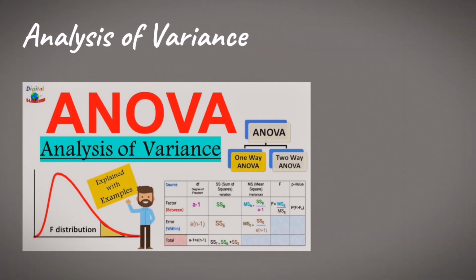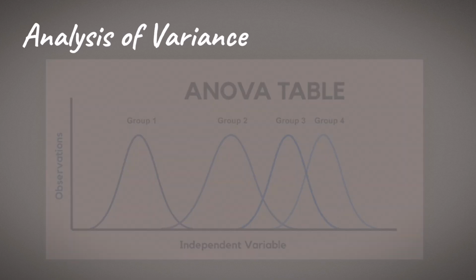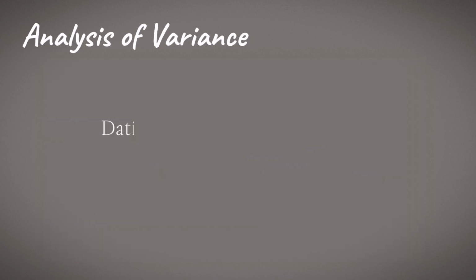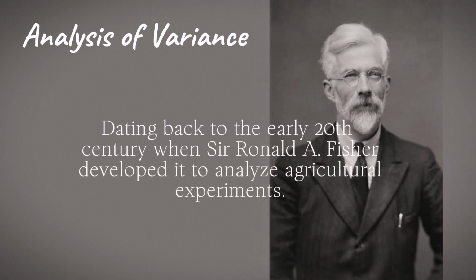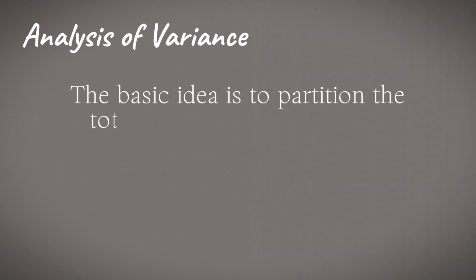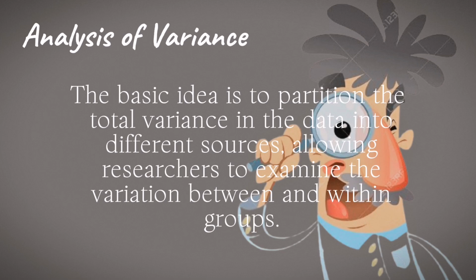ANOVA is a statistical technique designed to assess whether there are any statistically significant differences between the means of three or more independent groups. This method has a fascinating history, dating back to the early 20th century when Sir Ronald A. Fisher developed it to analyze agricultural experiments. The basic idea is to partition the total variance in the data into different sources, allowing researchers to examine the variation between and within groups.